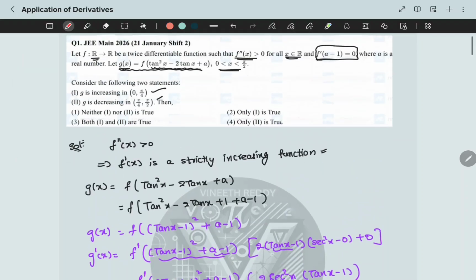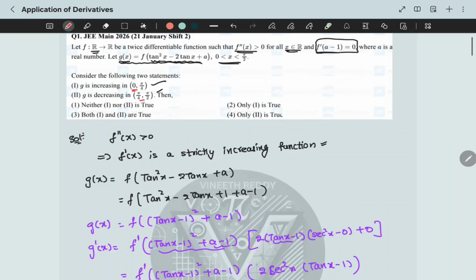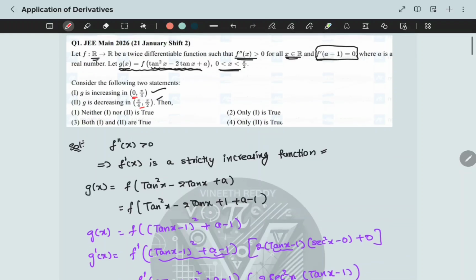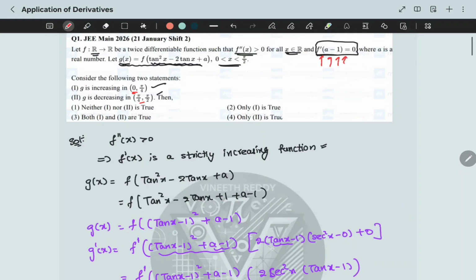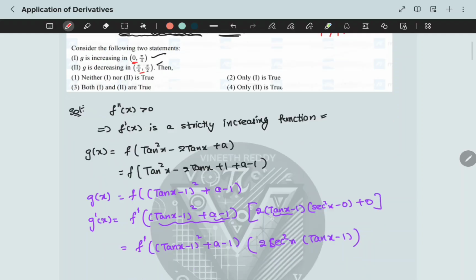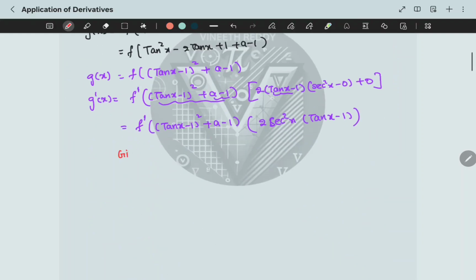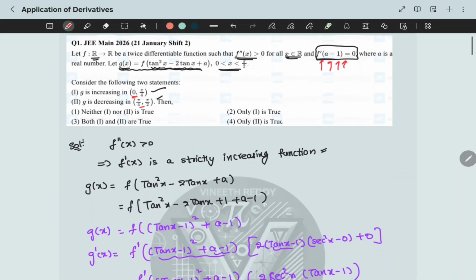Now see, he has given statements that g is increasing in this interval and decreasing in this interval. For that, we still have not used this information: f dash of a minus 1 is equal to 0. Now, tan x minus 1 whole square will be greater than or equal to 0 for all x belongs from 0 to pi by 2, right? It's a perfect square. At pi by 4 it will be equal to 0, but otherwise it will be greater than 0. I hope you are with me.